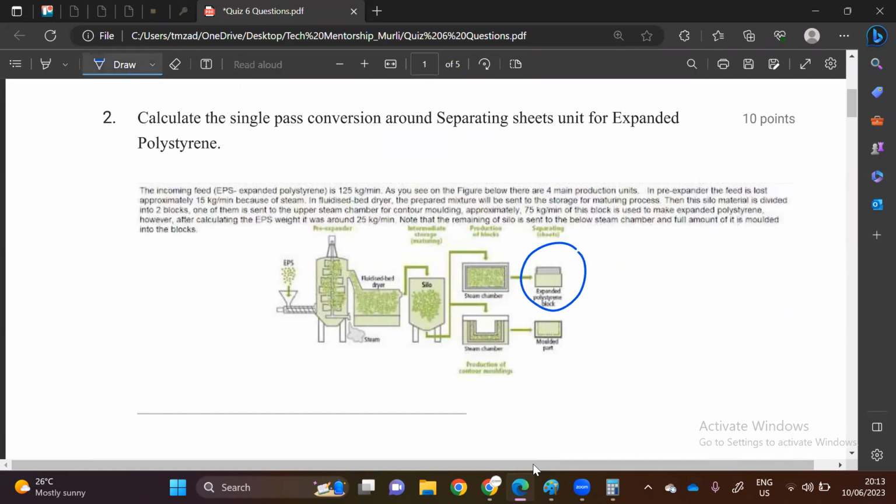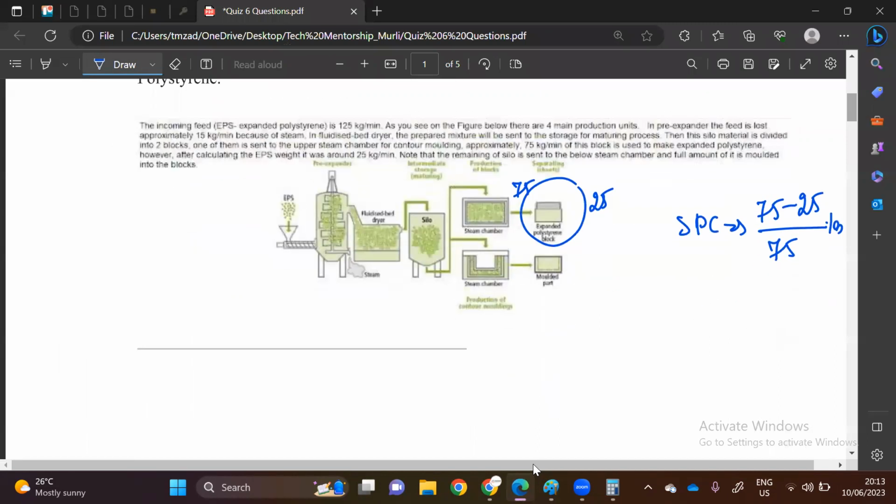Hopefully it's clear. As I said, it was asked in the question to find the single pass conversion here. Around the EPS block, we found that the 75 was inlet, 25 was outlet. In order to calculate the single pass conversion, SPC, this is incoming to the process equipment minus outlet of the process equipment over income and multiply by 100%. That's all. Now the second question.